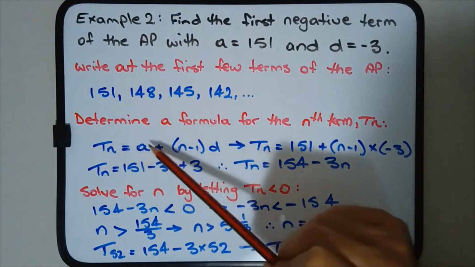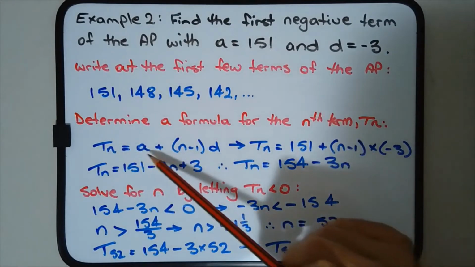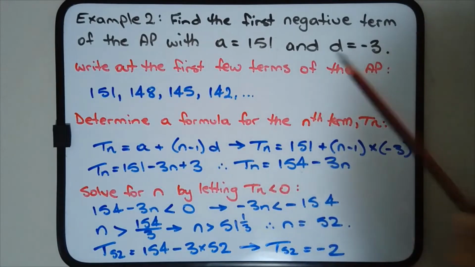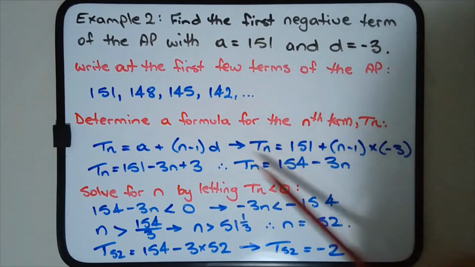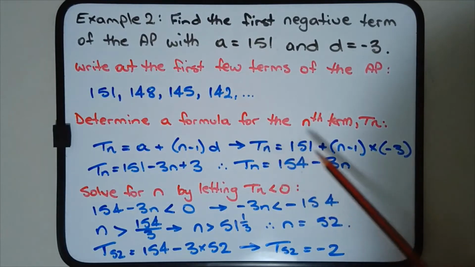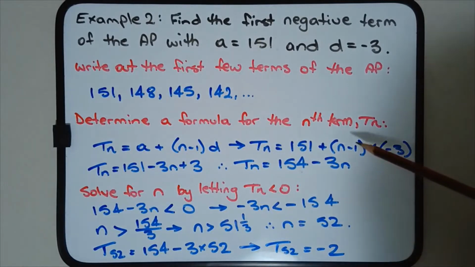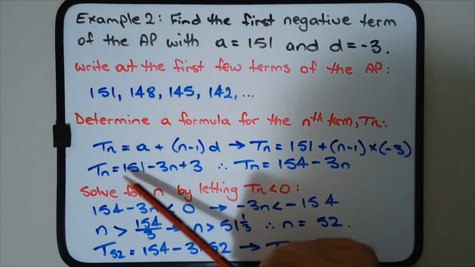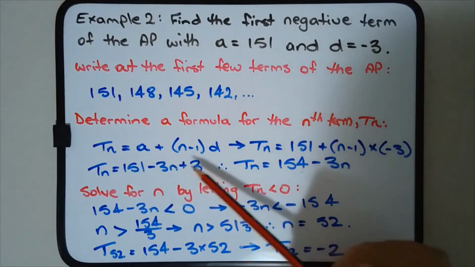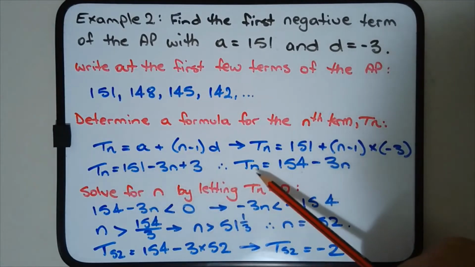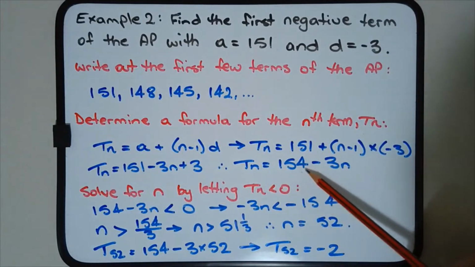So Tn equals the first term, which is 151, plus (n minus 1) multiplied by the common difference of -3. So substituting in those 2 values into the general formula, we have Tn equals 151 plus (n minus 1) multiplied by -3. So let's expand the brackets and simplify the algebra. We have Tn equals 151 minus 3n plus 3. That's -1 multiplied by -3, gives us the +3 there. And collecting like terms, we have Tn equals 154 minus 3n.